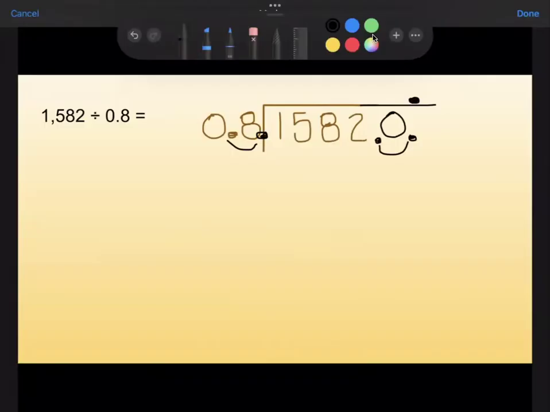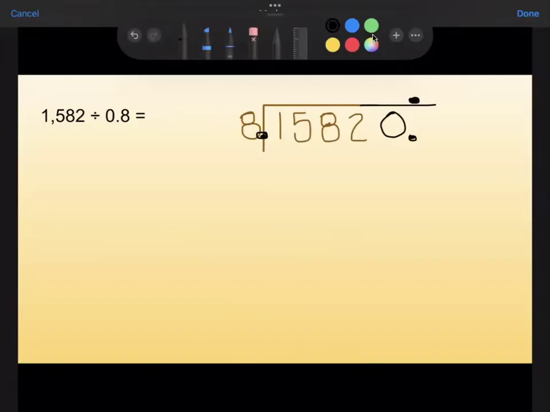So again, we have a lot of shuffling going on. And once we're done shuffling, we can get rid of some markings if we find them confusing. We can get rid of the 0, the decimal, and the line, and kind of make it look like this. So it looks a little more comfortable to what we're used to dividing.